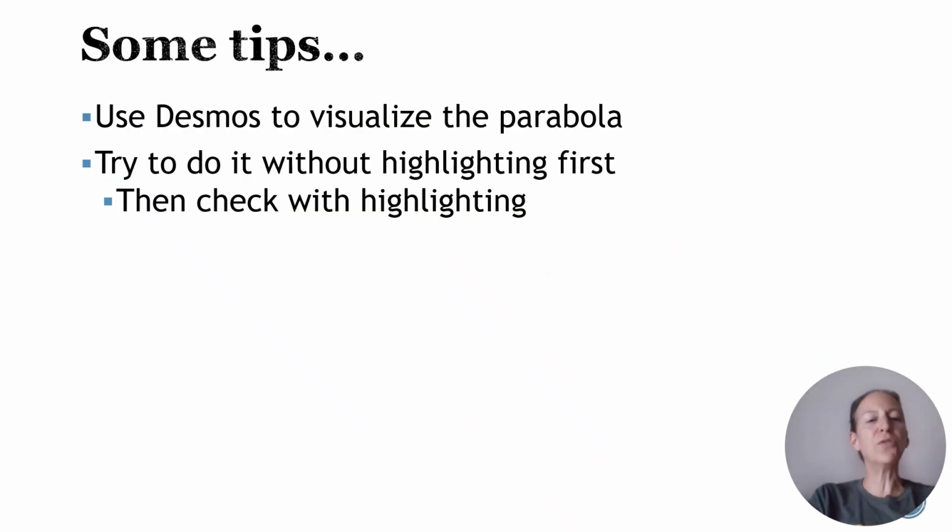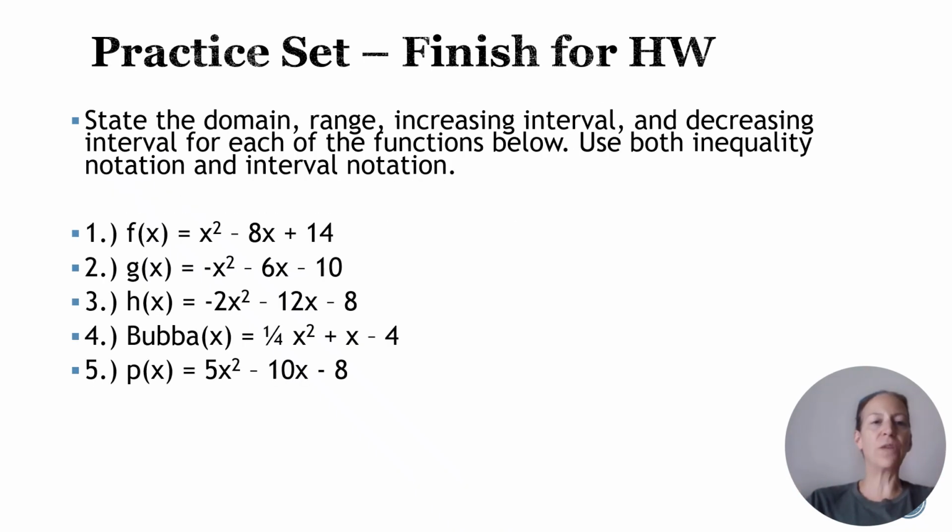So some tips: use Desmos to visualize the parabola. Go in, get it in inequality notation, look at the shading, and then try to do it without the highlighting first and then check with the highlighting. So try to do it just looking at the parabola and then use the highlighting if you need to see what is being included. I think it can help you look at it side to side as opposed to looking at the parabola up and down. And that leaves us with the practice set.